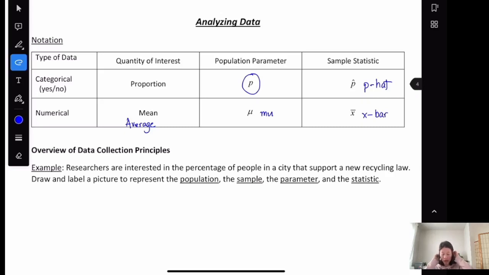Okay, so these notations are very important because they help you identify what we're talking about. Is this the population proportion? Remember, population means all of the data. And p hat is the sample proportion, which is only a portion of the population data, the sample.